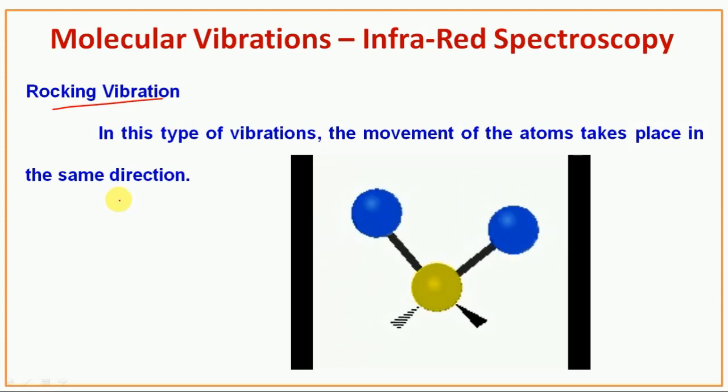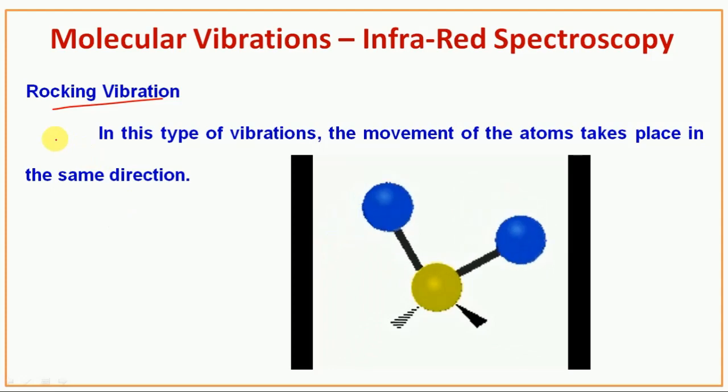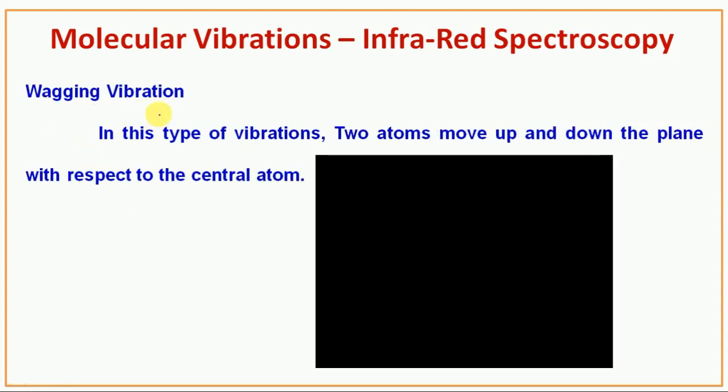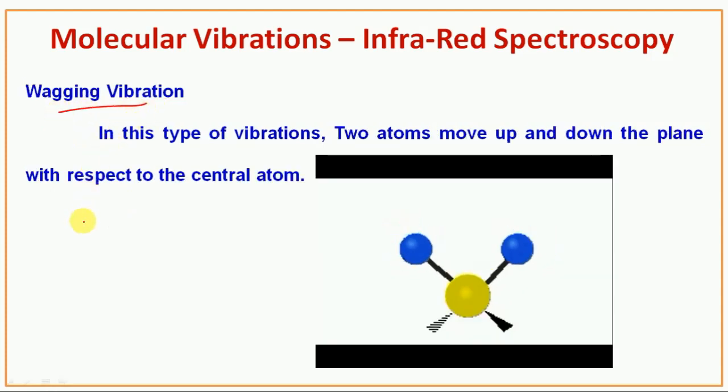Next, third bending vibration. What is that? Wagging bending vibration. In this type of vibration, two atoms move up and down the plane with respect to the central atom. In wagging bending vibration, two atoms move up and down the plane with respect to the central atom.